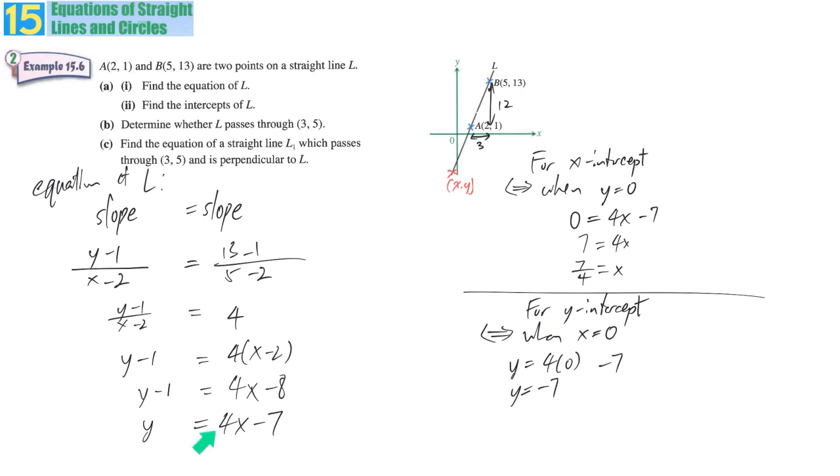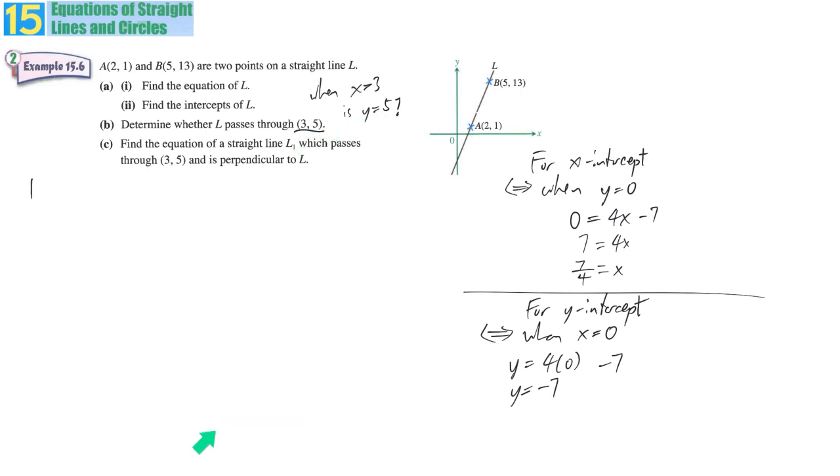We already finished part A, and then we focus on part B now. We have to determine, does this line pass through (3, 5)? This means when x is equal to 3, is y equal to 5? If this is equal to 5, that means it passes through this point. If y is not equal to 5, that means it does not pass through this point. So by using this logic, we consider the special situation when x equals 3. Then y should equal 4x minus 7, the criterion of L. That means the corresponding y will be 4 times 3 minus 7. We get 5. So that means it passes through this point.